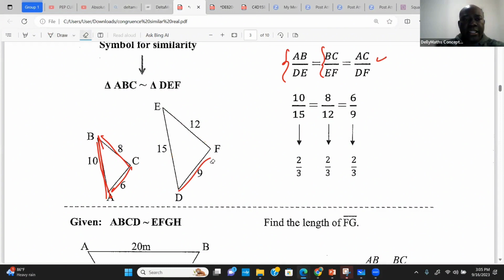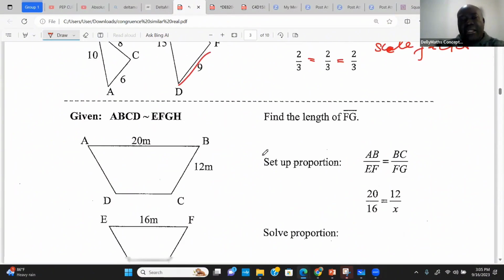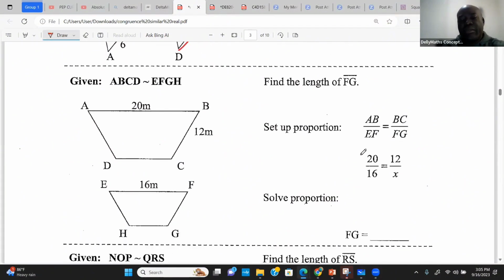So because of that, if we pick up the length of the sides, as you could see that we have here, 10 over 15, and then the next pair is 8 over 12, and then 6 over 9. If we break them down by reducing them, we'll end up getting the same number. This number is what we call the scale factor. It is actually what changes one shape to the other. So it picks up one length and gives it the corresponding length for the next. Now, on that basis, we should be able to solve problems like this.